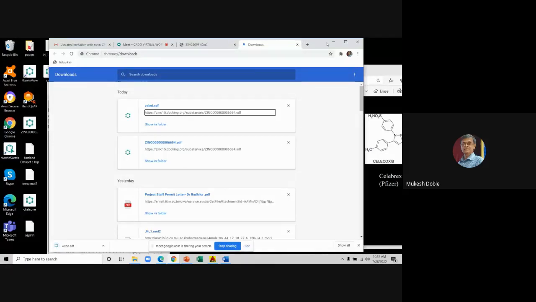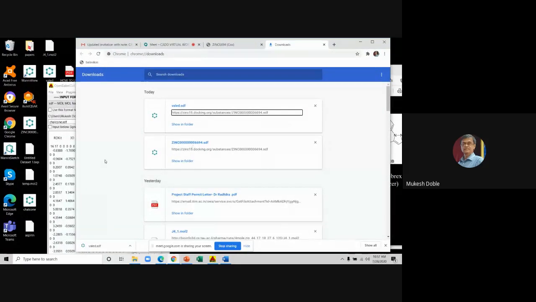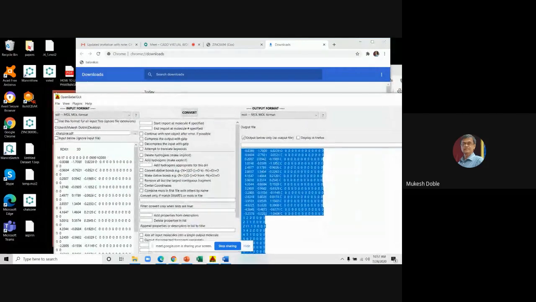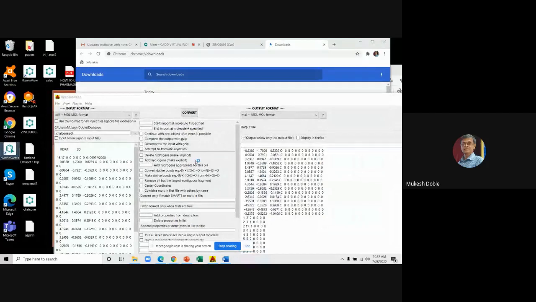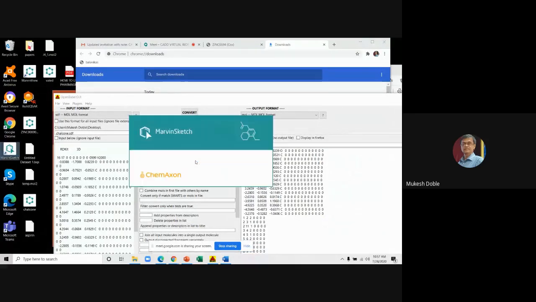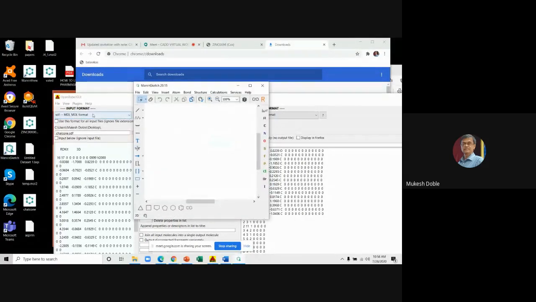Okay, there is another program called Marvin, which can view SDF files also. That's also free for students and faculty. It's useful. I will take some time later also. But if you want to see our ValidiCoxib, SDF files can be seen through Marvin.